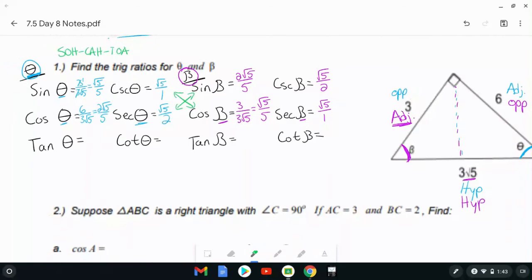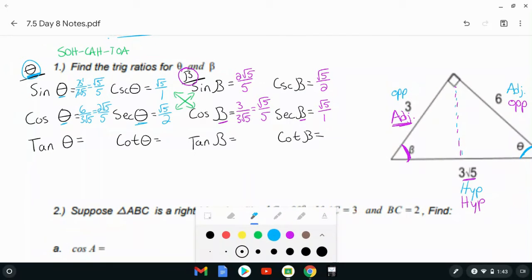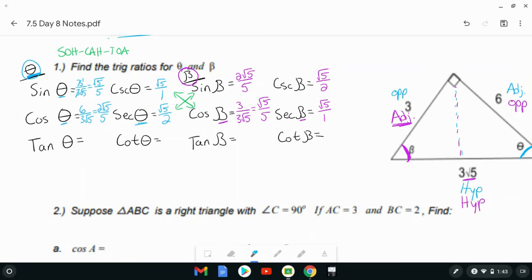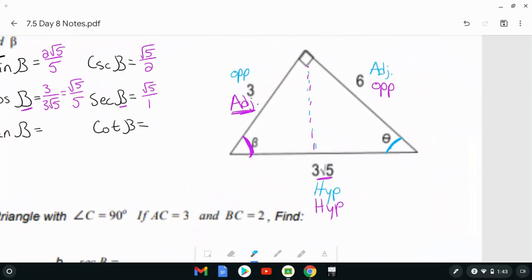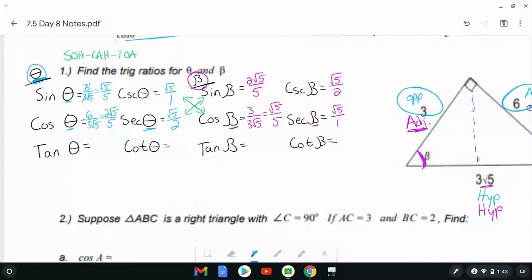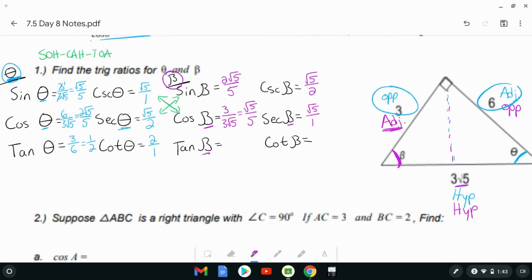So if we take a look at tangent of theta, let's go ahead and do this. So tangent of theta, remember, is opposite over adjacent. So that would be 3 over 6. So tangent of theta would be 3 over 6, which is 1/2, which means cotangent is 2 over 1. And then tangent of beta, looking at purple now, would be 6 over 3, which is 2, and then the reciprocal would be 1 over 2.